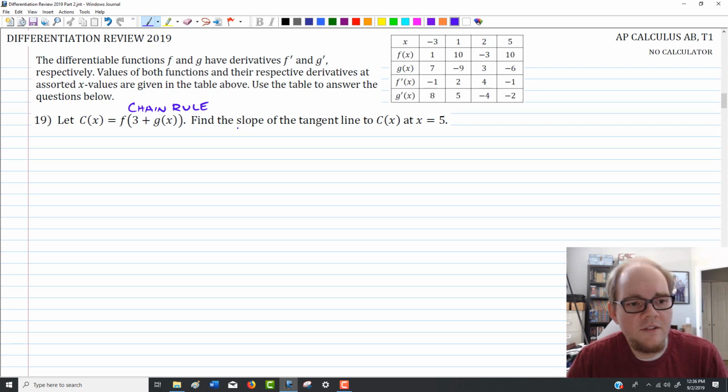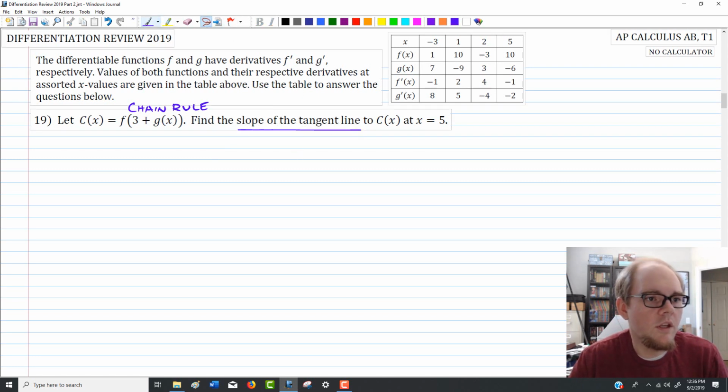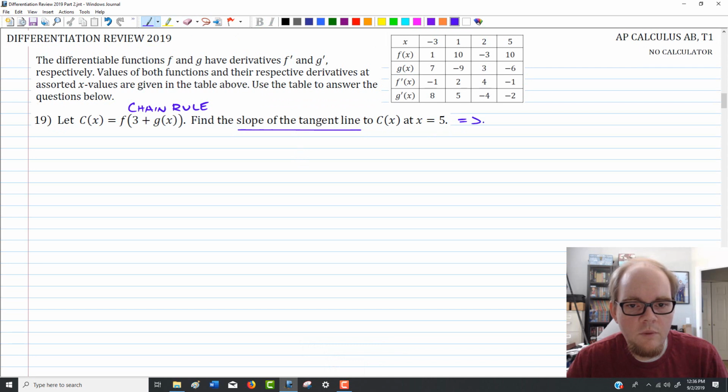It wants us to find the slope of the tangent line to C. So in this case, it just wants the slope of the tangent line, which means all we're really looking for in this case is we want c prime of 5. We want the derivative of that function c at 5. So we're going to have to figure out what the derivative of c is equal to. Well, the first thing, since it's chain rule, I'm going to play it slow in this case, even though I think you might be able to do this yourself.